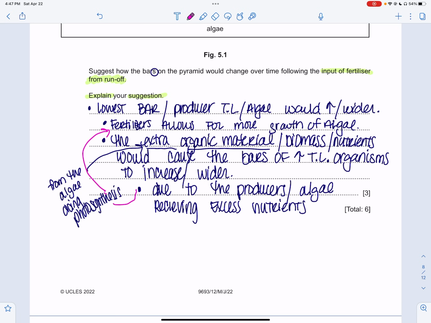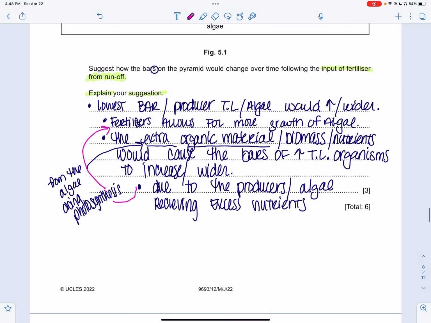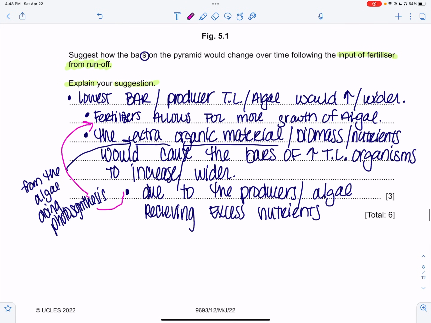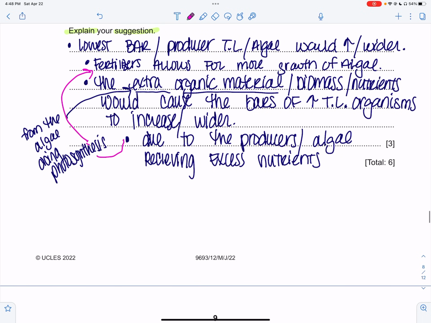algae. Those slashes mean this or that would increase or get wider. Fertilizers allow for more growth of algae. The producers or the algae are receiving excess nutrients. And the extra organic material or biomass or nutrients from the algae doing photosynthesis would cause the bars of higher trophic level organisms to increase or get wider. So something about the algae is benefiting, everybody benefits. The end.